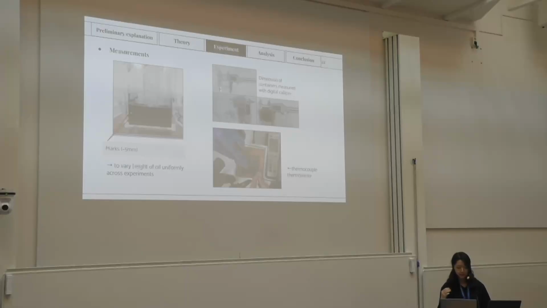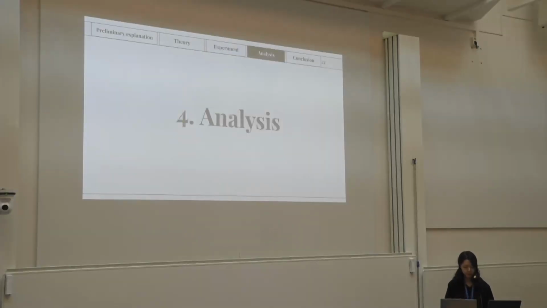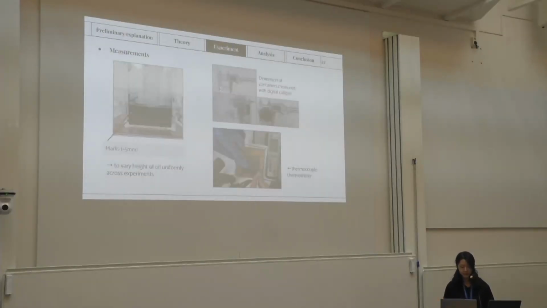We now test out 4 different factors: different viscosity, different oil heights, and different heat plate temperatures. To maintain consistent oil heights across the trials, we marked increments of about 5 millimeters. We used a digital caliper to measure the dimensions and a thermocouple thermometer to check the temperatures of both the bottom and the top surfaces.